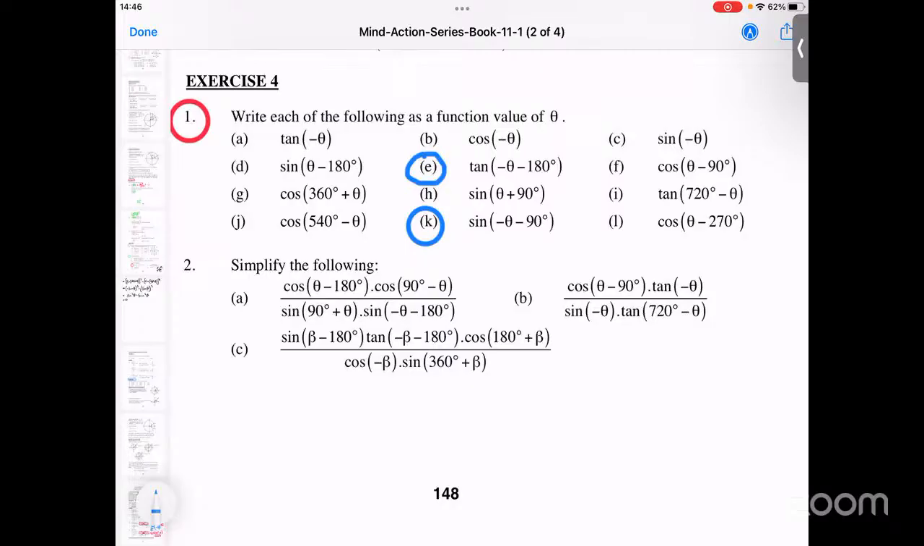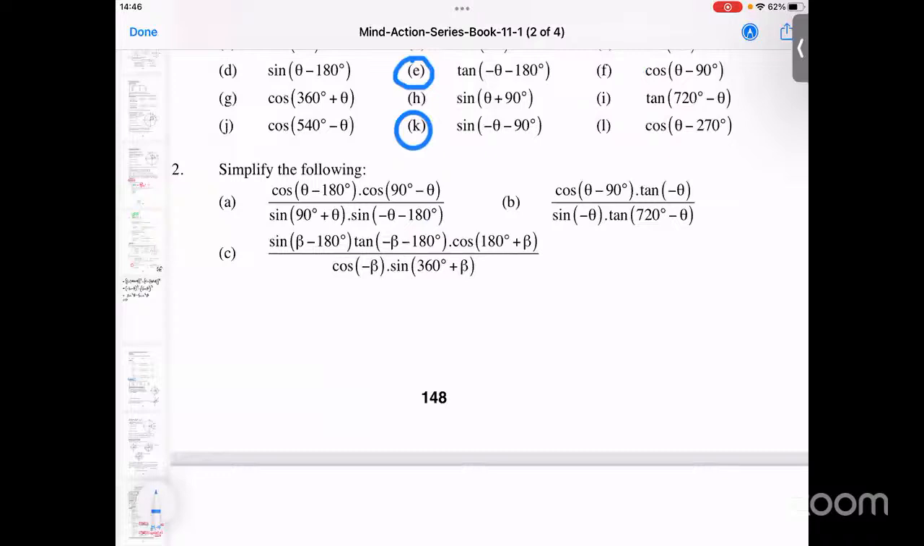Answer. Okay. Okay. How did you work it out? For E, I said tan bracket negative 180 minus theta. Tan bracket negative 180 plus theta. Oh, okay. See what you've done. Okay. Next step. Then it would be negative tan bracket 180 plus theta.